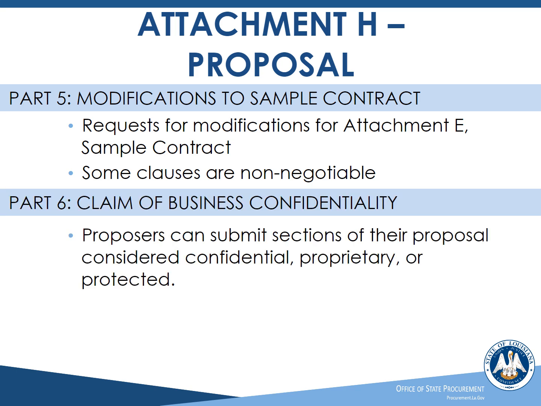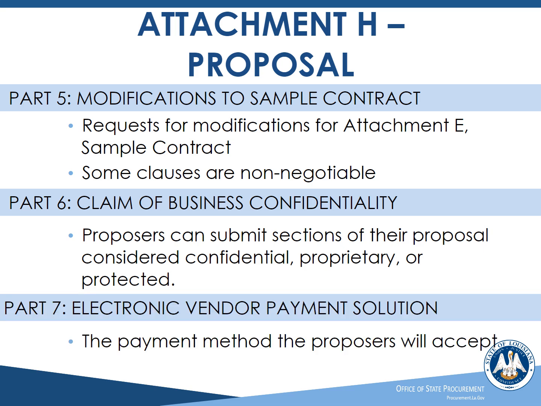Part 6 is the claim of business confidentiality. This section allows proposers to claim sections of their proposal as considered confidential, proprietary, or protected. Proposers may not mark pricing or their entire proposal as confidential, proprietary, or protected. Part 7, Electronic Vendor Payment Solution, is the last part of the standard RFP template. This allows the proposer to designate, in case of an award of contract, what payment method the proposer will accept.